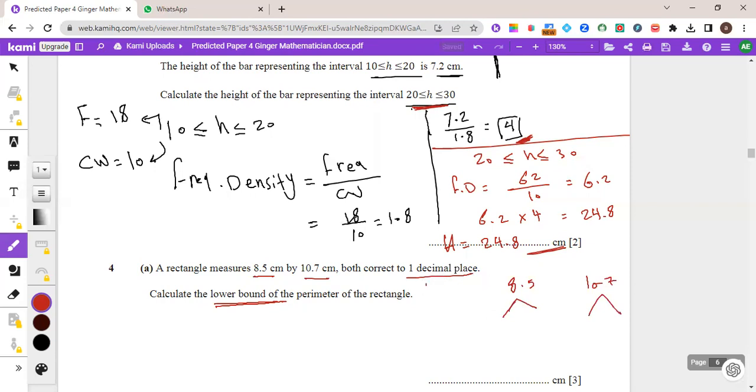يعني 0.5 divided by 2، بس مش المفروض 1 divided by 2. Correct to 1 decimal place وهنا في 1 decimal place. Yes. It will be 0.1 عشان 1 decimal place divided by 2. Yes. 0.1 divided by 2, 0.05.